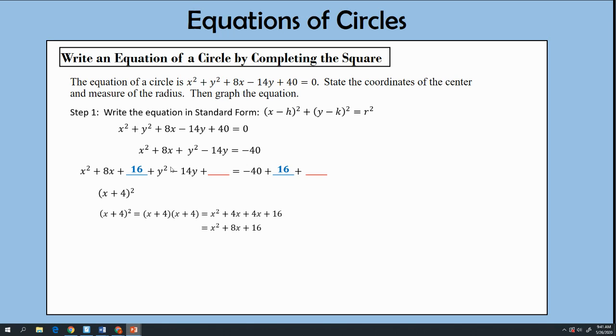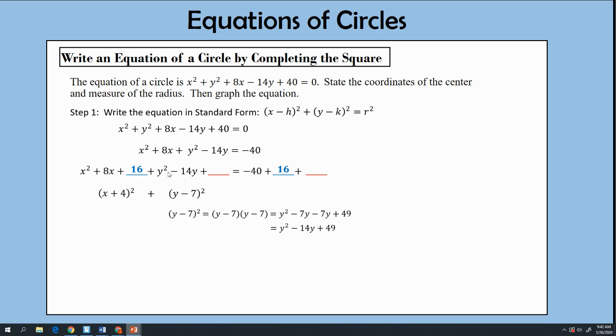The rule again is go to the y term here, take its coefficient, divide it by 2. If it's negative 14, divided by 2 it's negative 7 here. Okay, now I got to figure out what number goes here. Well, let's go ahead and square this thing. y minus 7 squared is y minus 7 times y minus 7. y squared minus 7y minus 7y plus 49, the negative 7 times negative 7 there. The last is positive 49. So I get y squared minus 14y plus 49.